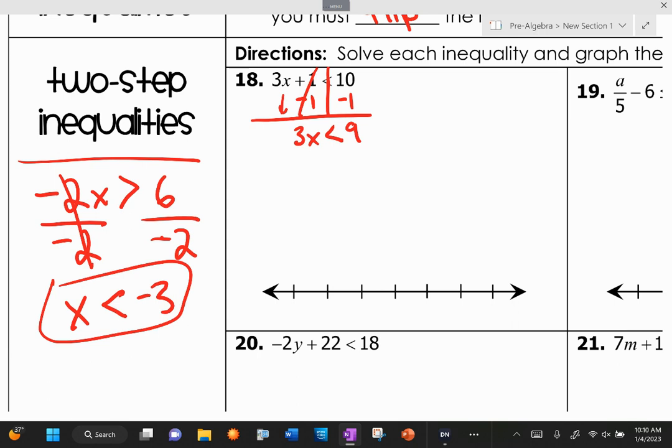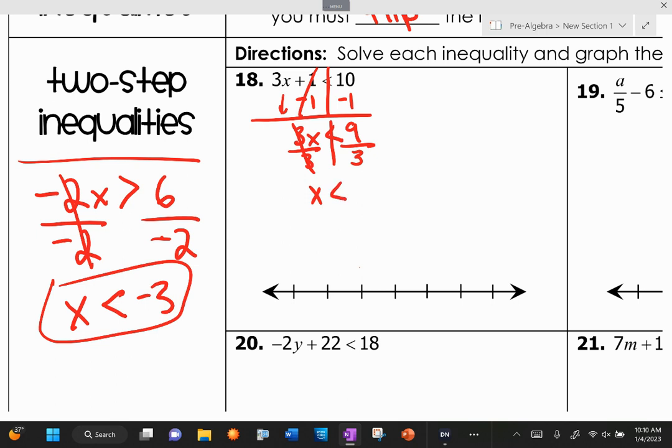And now how do I get x by itself? I go through my same steps. Locate my variable. It's on the left. What's being done to the variable? By 3. So how do I undo it? Divide by 3.